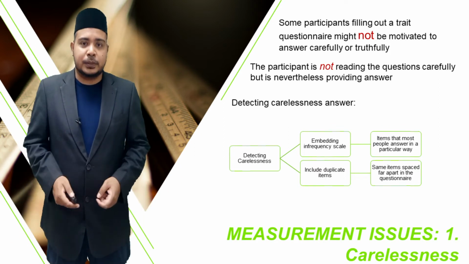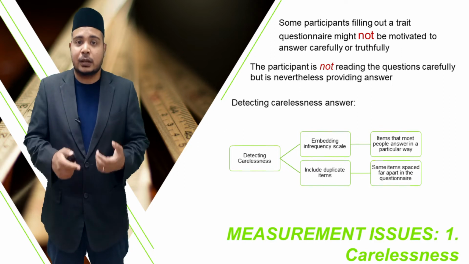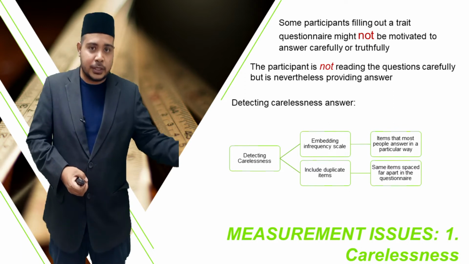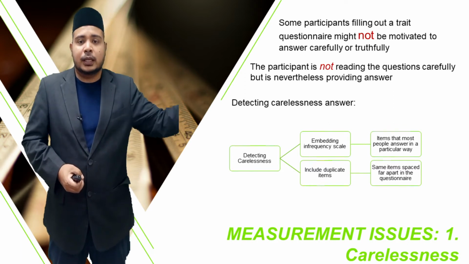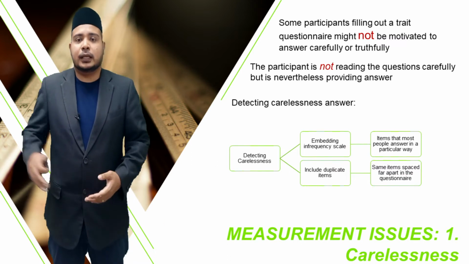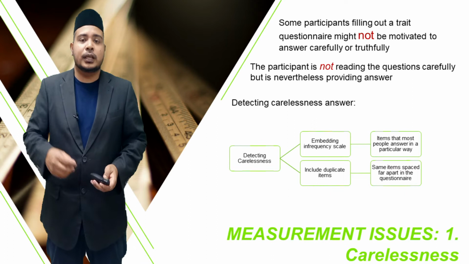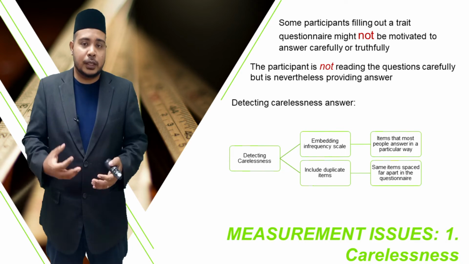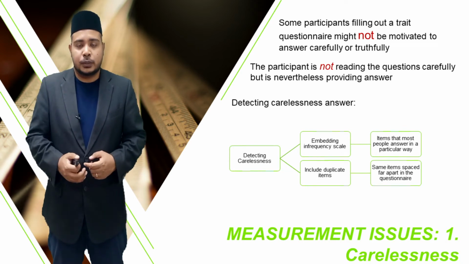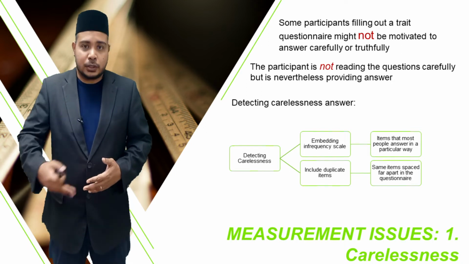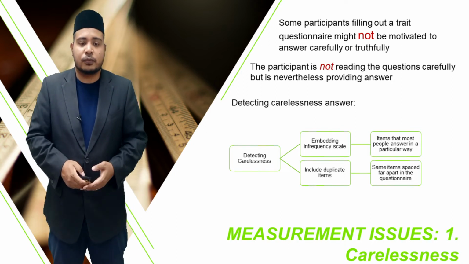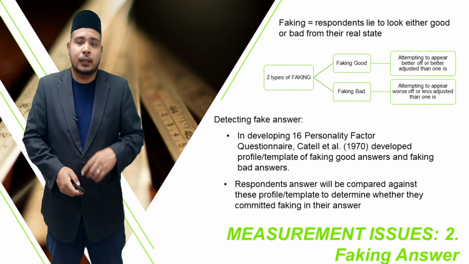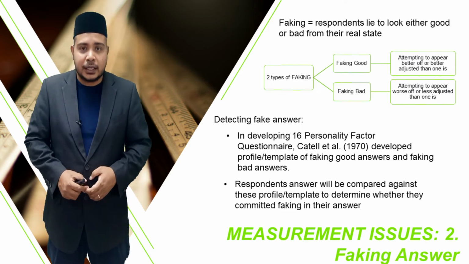Supposedly if the person reads the questions, he or she will remember whether they answered agree or disagree. But say for example for the first question in the questionnaire the person answers strongly agree, and then in the last one they answer strongly disagree. It shows that they don't pay attention. They answer in a careless manner. So we may as well omit or exclude their answer script from our analysis. So that is the first measurement issue, which is carelessness. The second measurement issue is faking answers.